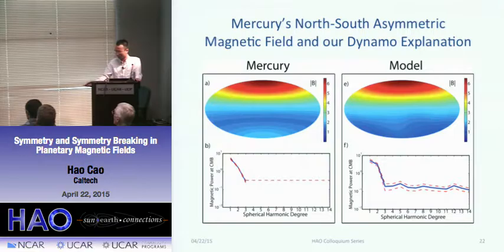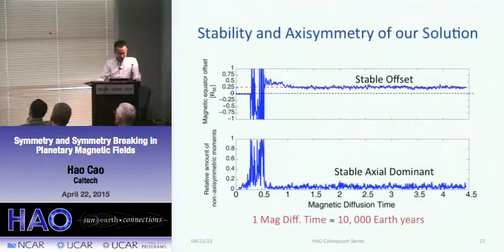So I'm showing you a data model comparison here. On the left, I'm showing you the MESSENGER measurement of Mercury. On the right, I'm showing you my dynamo calculation. For Mercury, we actually only know the first three magnetic moments, so dipole, quadrupole, and octupole. In our calculation, we know all the way to our resolution limit, and we actually see an interesting feature. The solution is dipole, quadrupole dominant, but all the higher moments actually have comparable power at the dynamo surface. So dipole and quadrupole together are dominant over everything else, and everything else has relatively similar power. And this is actually a stable solution.